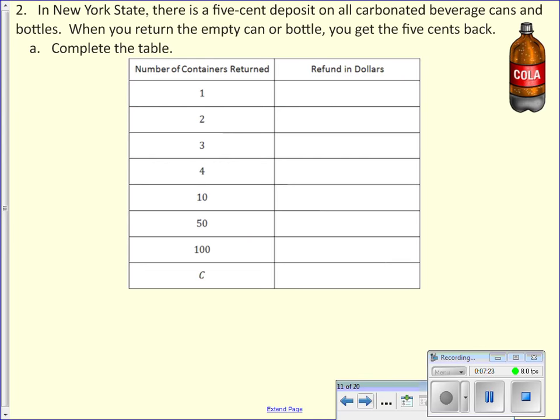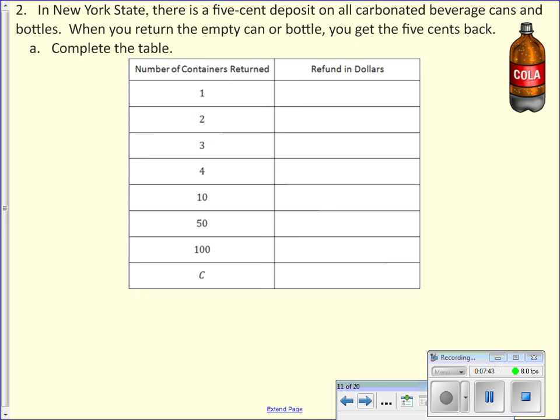All right, number 2. In New York State, there is a 5-cent deposit on all carbonated beverage cans and bottles. When you return the empty can or bottle, you get your 5 cents back. Doesn't seem like a lot, but it adds up. So complete the table below.